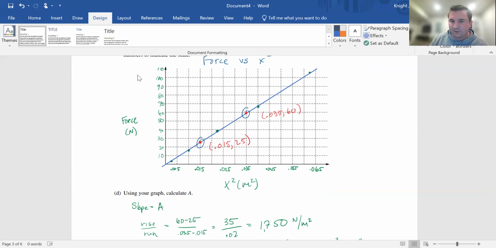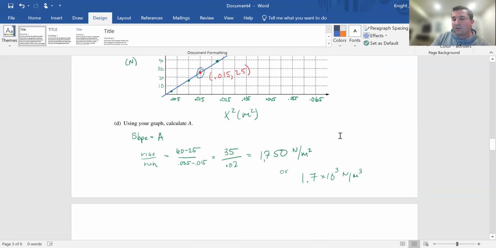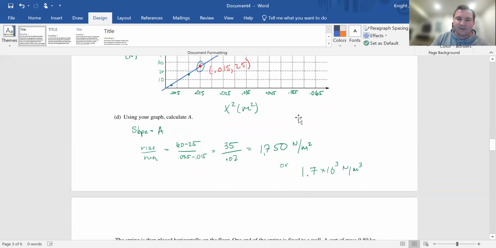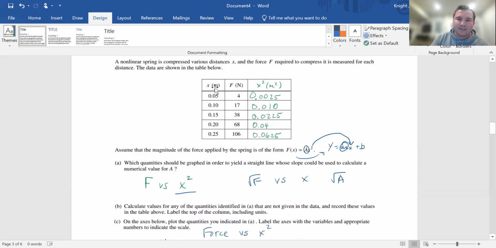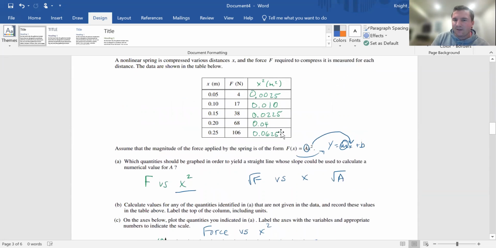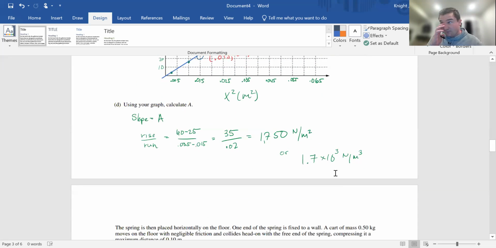So I picked just 2 random points on my line that I thought were pretty straightforward, pretty clear. And I used those to find the slope. And I got 1,750. If we're looking at sig figs, which sometimes we do, and this problem they did look at sig figs, is 1.7. Everything in my table is 2 sig figs, so I probably should have kept the graph in 2 sig figs as well. I didn't. But we could answer that with just 2 sig figs there.